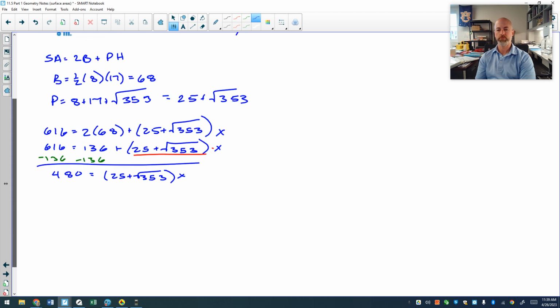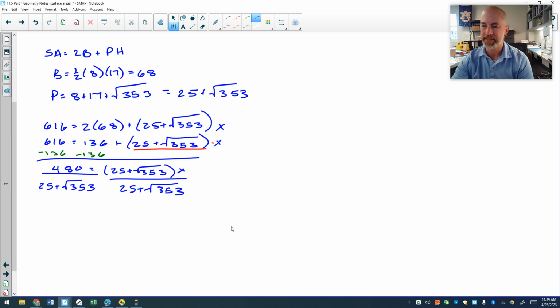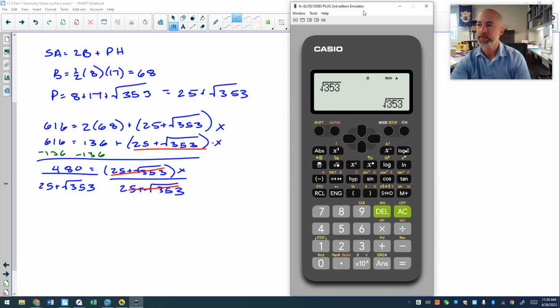There we go. By dividing both sides by the quantity 25 plus the square root of 353. And when you throw that in a calculator, because I think I will on this one, this is just really ugly. I don't really feel like using conjugates to rationalize that denominator. When you throw this in the calculator, be very careful depending on the type of calculator you have.